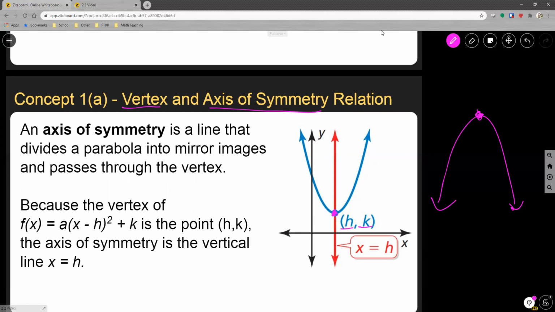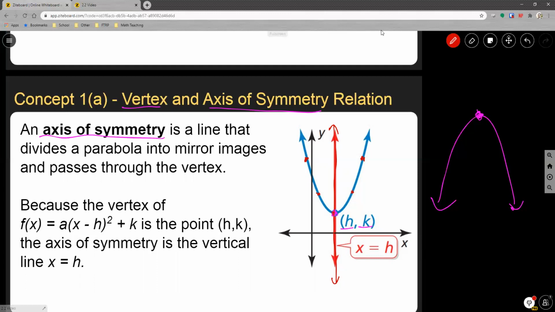So we have this new concept called the axis of symmetry, which is a line that divides the parabola into mirror images and passes through the vertex. In other words, it basically cuts the parabola right down the middle. So this red line here is cutting down the middle of the parabola, and any point that's on one side of the parabola is effectively mirrored on the other side, with the exception of the vertex. The vertex itself isn't mirrored because it's literally right on the axis of symmetry. It's being cut right down the middle.